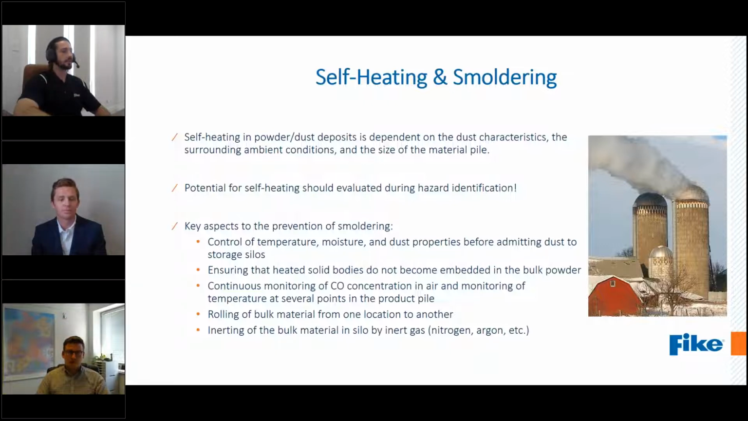We can also think to influence operations so that they reduce the residence time for gradual smoldering by rolling bulk material from one location to another frequently. And then finally, we can inert that bulk material in a silo by use of inert gas like nitrogen, argon, or another rare gas.